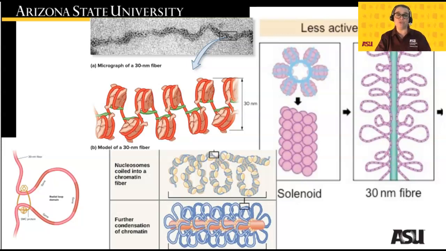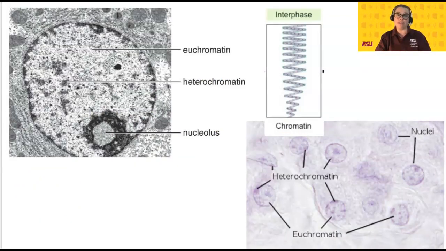This relaxed, loose form of chromatin is called euchromatin. Remember, when you are relaxed, you chillin', euchromatin. This is the form that undergoes transcription for protein synthesis. The heterochromatin is more tightly compact.